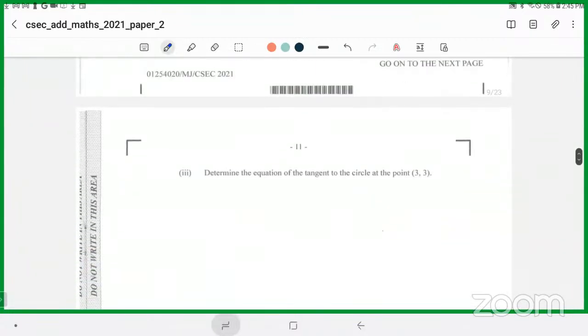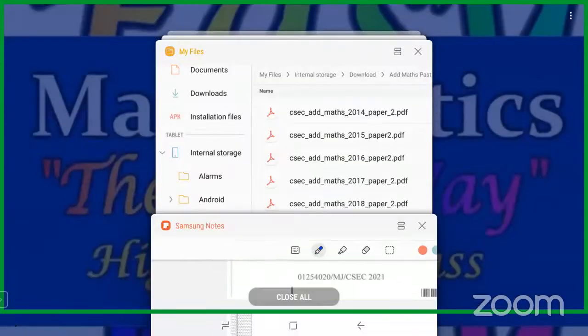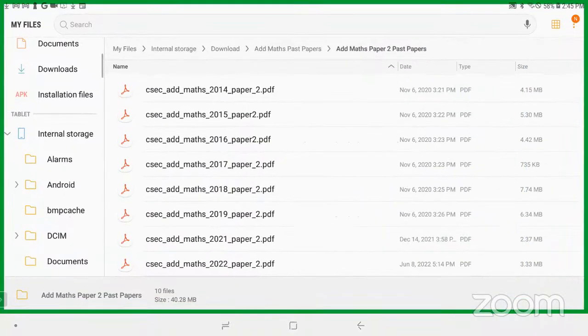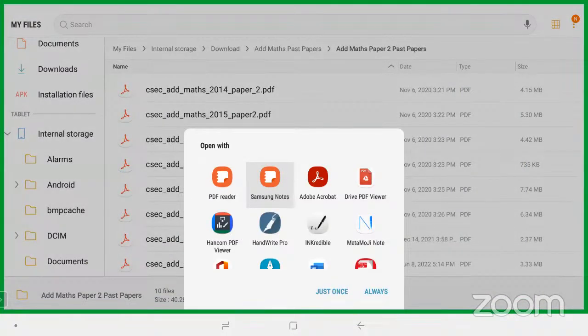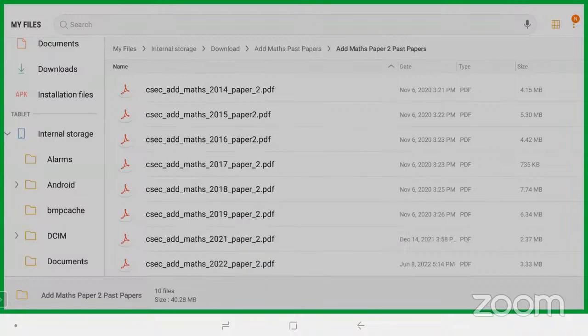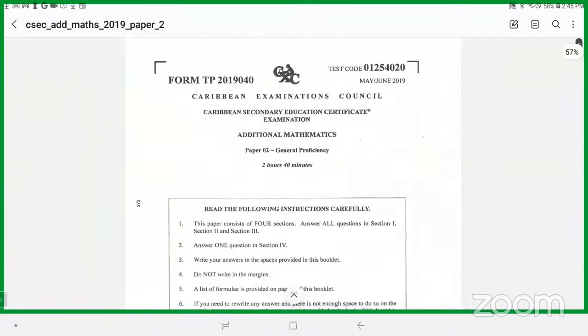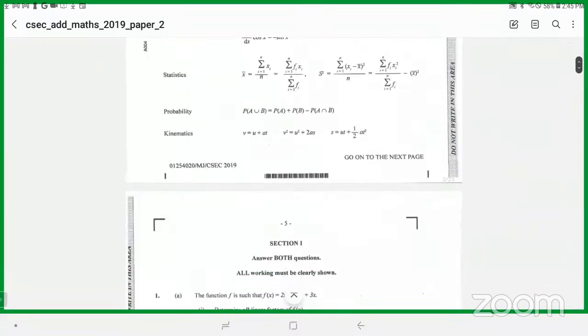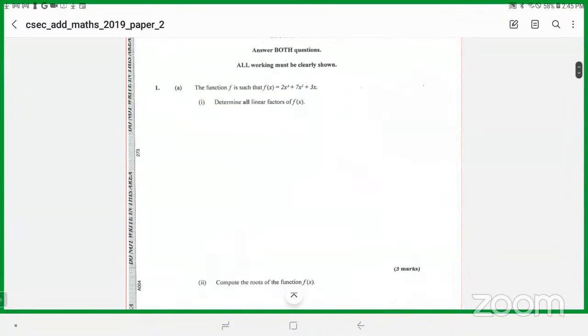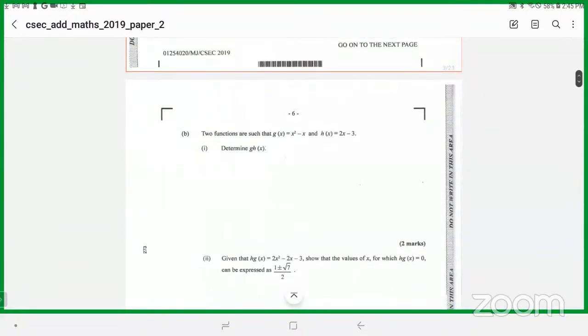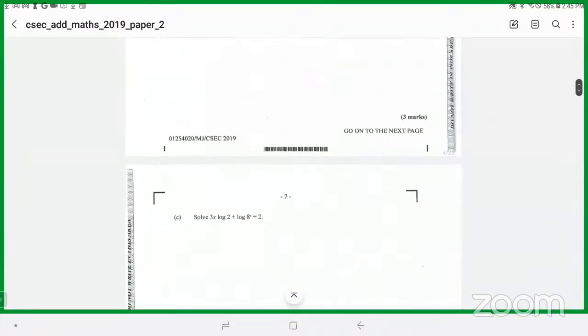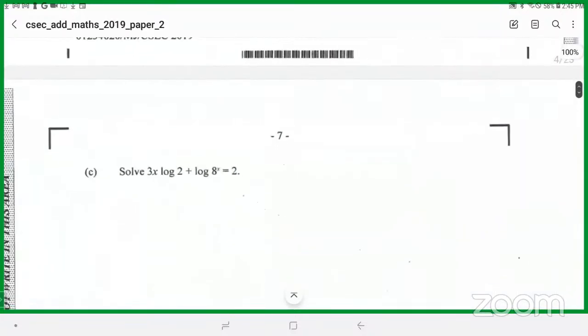All right, let's look at 2019, because there was none in 2020. Let's look at 2019. We have exhausted the questions. I think they're very easy. That easy one here.